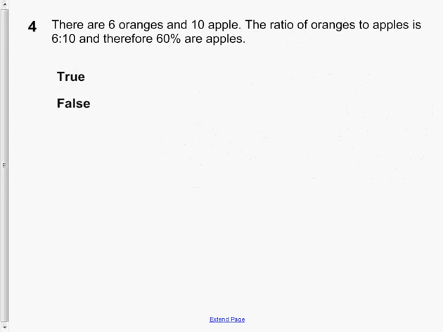Your fourth question says there are 6 oranges and 10 apples. The ratio of oranges to apples is 6 to 10, and therefore 60% are apples. Well, the problem with this question is that this is a part of our ratio, and this is a part of our ratio, and this, as we remember, is called a part-to-part ratio. 6 oranges to 10 apples.